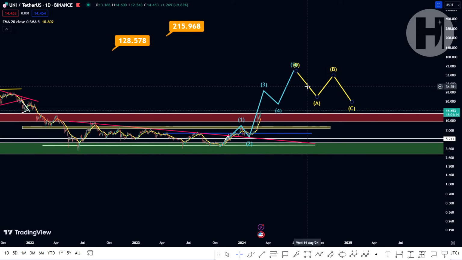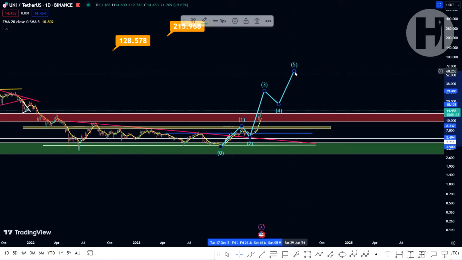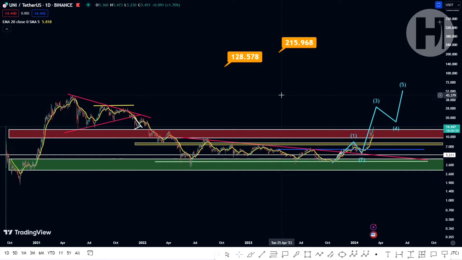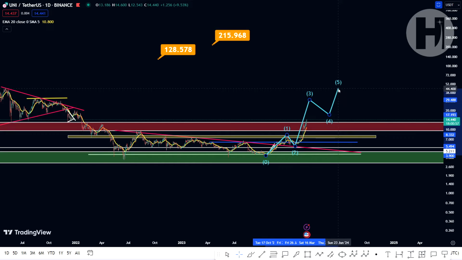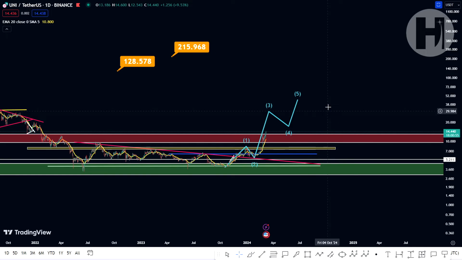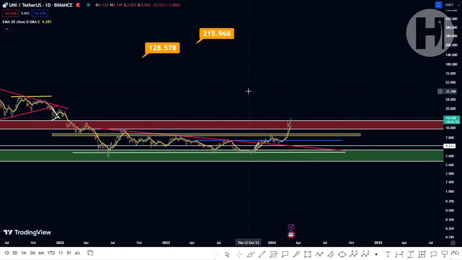So I'm not saying this is the way it definitely has to play out, but this local 5-wave structure could top us out, let's say somewhere in May. Let's say May would be the local top here for Uniswap. We could get maybe back up to the previous all-time high. From there, we'd see an ABC correction, and then after that, we'd have the continuation of the uptrend. That's just a local theory of mine.